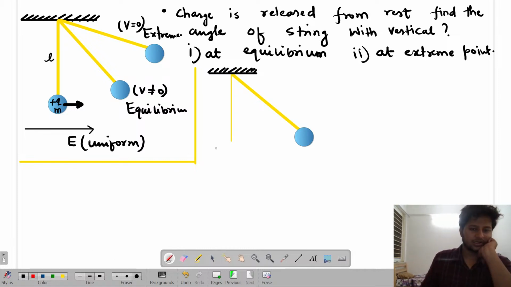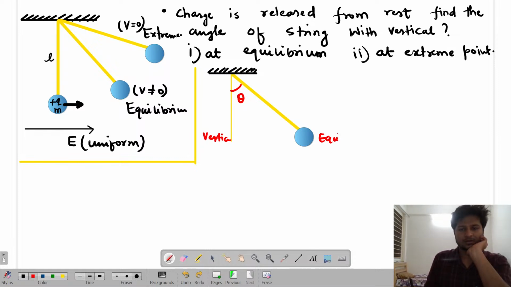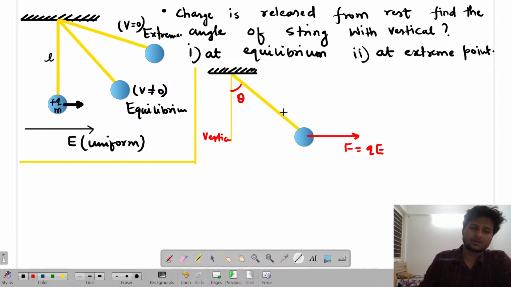चलो, कोई बता पाएगा आंसर आया तुम्हारा कुछ? Can you tell me what will be the answer over here? So this is my vertical, this is my equilibrium point where velocity is non-zero. Okay, now over here we know that, oh sorry, let me erase this. This charge is experiencing a force due to electric field in this direction, which is given as F is equal to QE. And then this thread is also experiencing some tension in the upward direction.